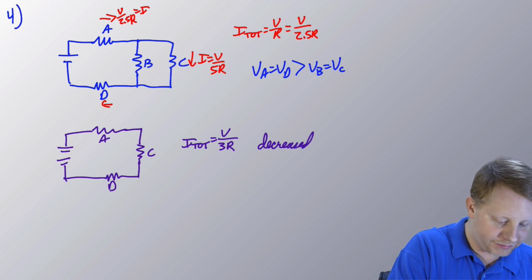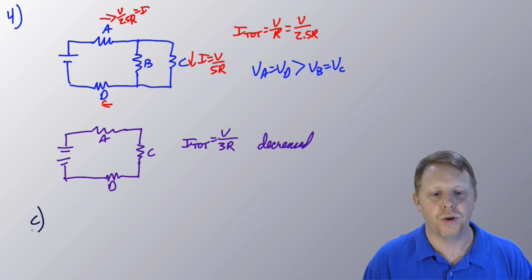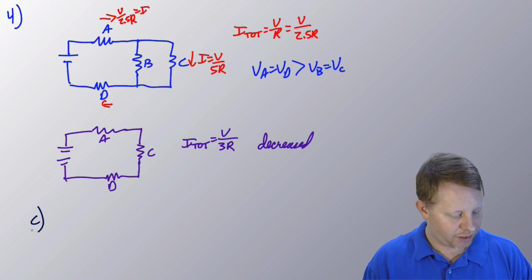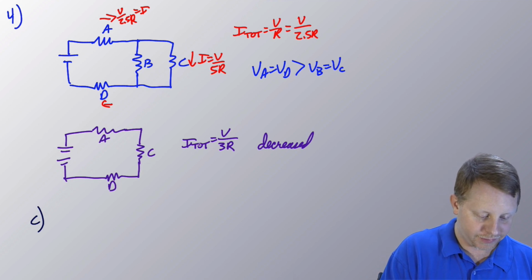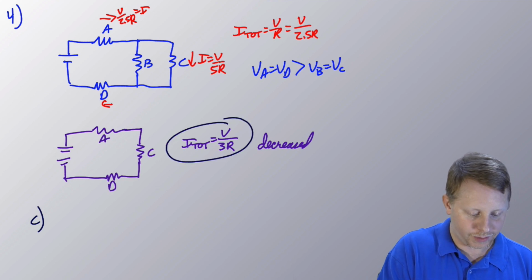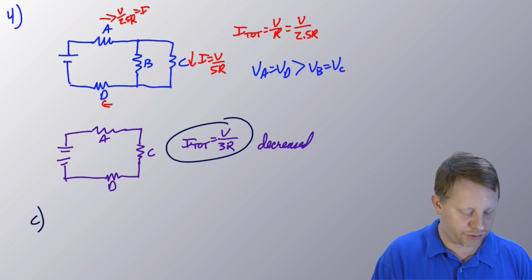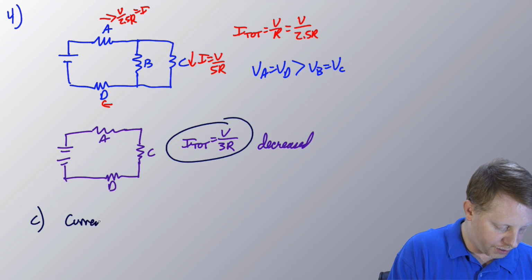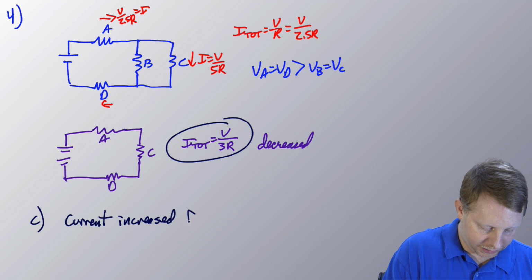Now for part C, it's now asking what happens when resistor B is removed. What happens to the current through resistor C? Right now the current through resistor C, when we've removed B, is V over 3R. Up here we had V over 5R. So really what happened is the current increased. It was V over 5R to V over 3R.